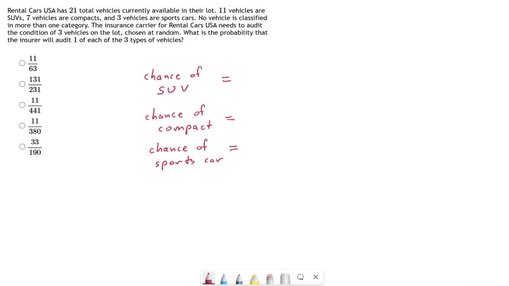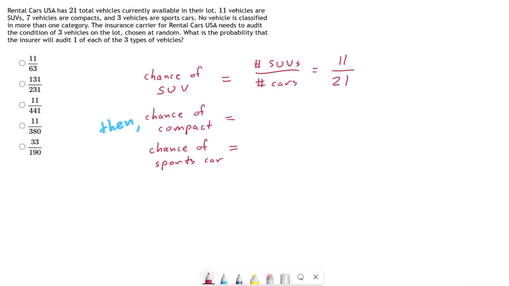So what that would be is me saying how many SUVs are there, okay? This is going to be the number of SUVs divided by the total number of cars, right? In other words, the chance of success divided by the total number of chances. And let's see, there are 11 SUVs and there are 21 cars. So if you just go onto a lot, the chance of you picking an SUV is 11 out of 21.